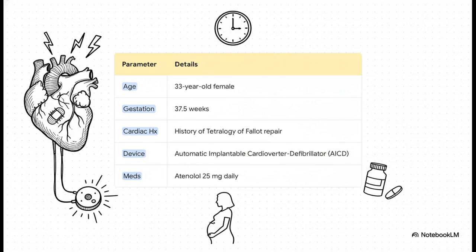And right away, you can see her history is incredibly complex. She has congenital long QT syndrome, a primary electrical problem. She's also had a tetralogy of Fallot repair, which means she has structural heart disease with scar tissue. And because of all this, she has an AICD for secondary prevention, meaning she's already had a major arrhythmic event in the past. This is about as high risk as it gets.